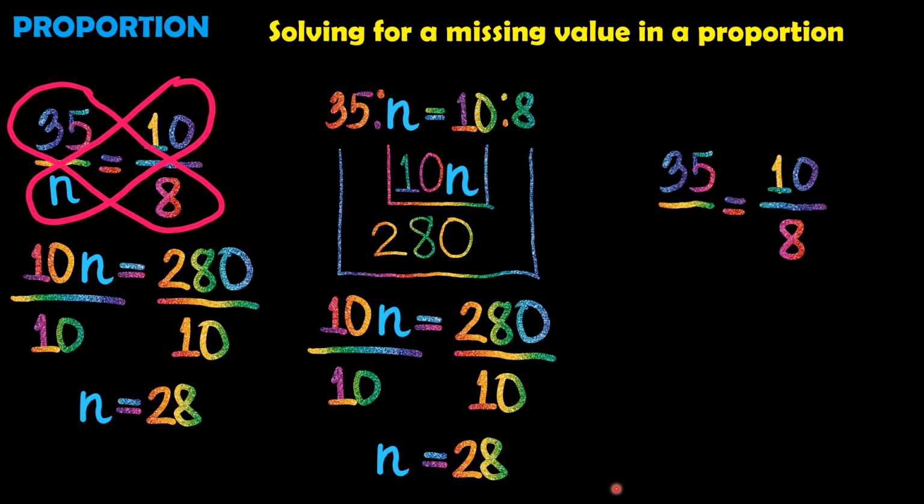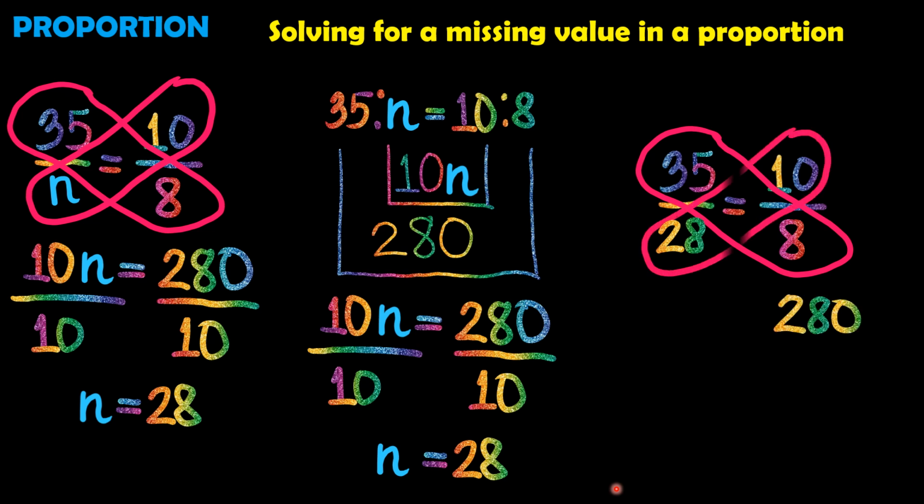So to know if our answer is correct, given our problem 35 over n equals 10 over 8, replace the variable n with our answer 28. And then do the cross multiplication. 35 times 8 is 280, and 28 times 10 is 280. Now, since our products are equal, that means our ratios are proportional with each other.